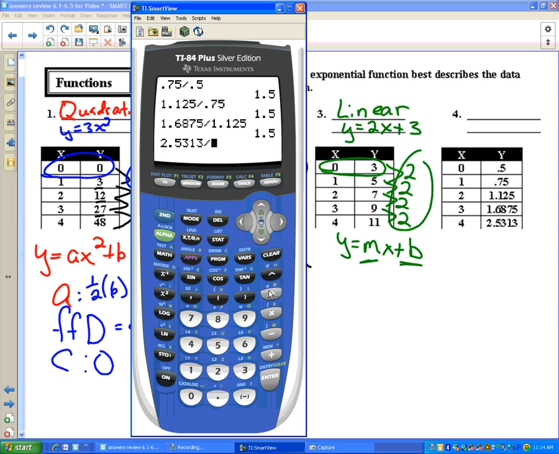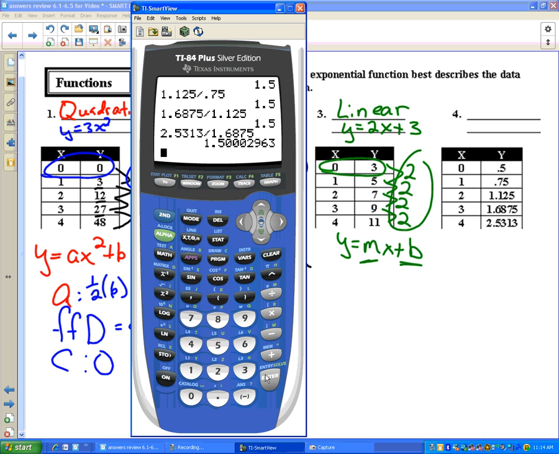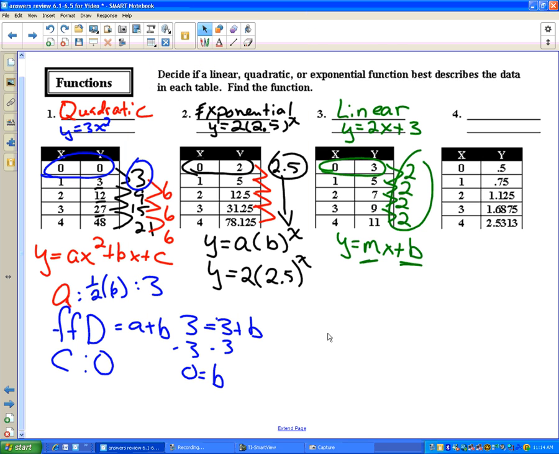2.5313 divided by 1.6875, oh, I forgot the point, if I round, I'm still going to get 1.5. So this tells me, since my successive quotients are all the same, that 1.5 is my successive quotient or my common multiplier. That means that this is exponential.